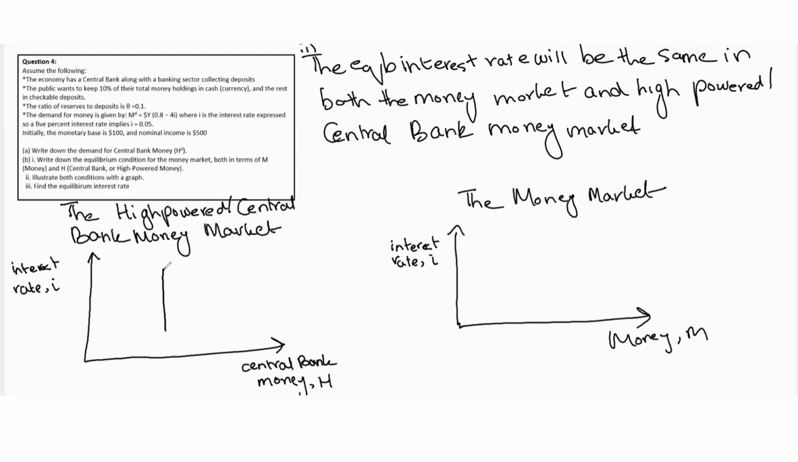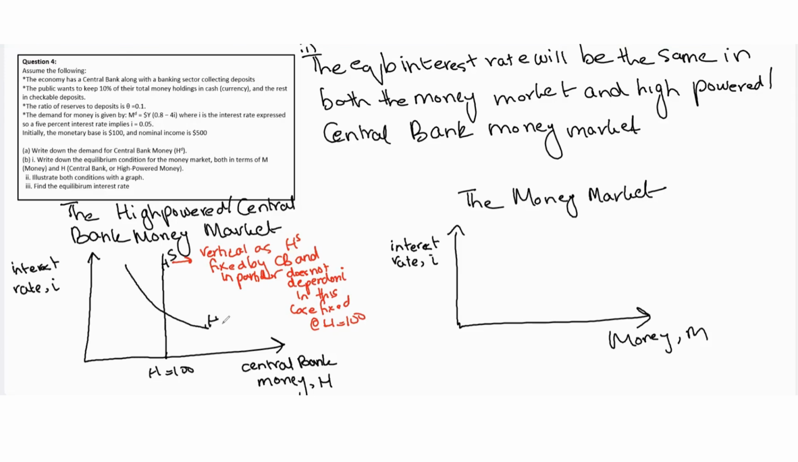So let's first plot supply of central bank money, which is vertical at H is equal to 100, right? So we know this is vertical as HS fixed by central bank. And in particular, it does not depend upon interest rate. So it's obviously drawn as a vertical line, does not depend on I. In this case, HS is fixed at H is equal to 100. So that's the vertical line at H is equal to 100.